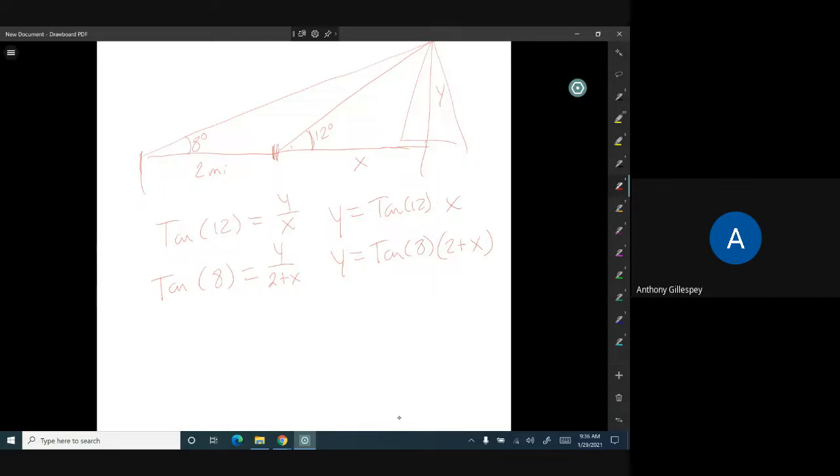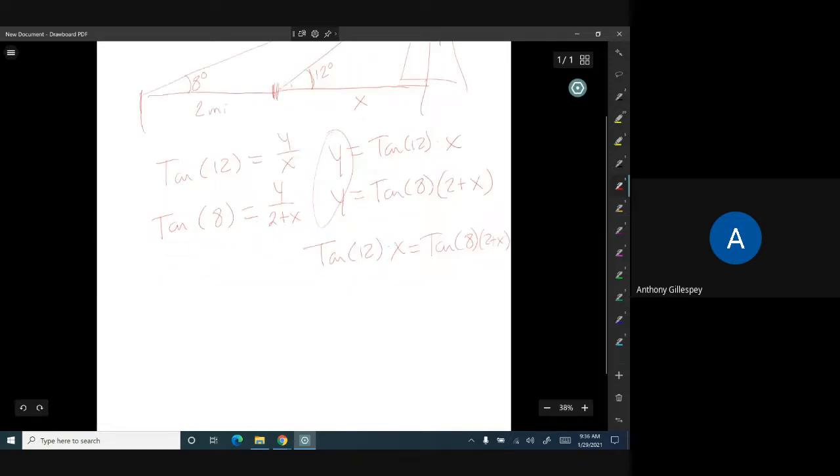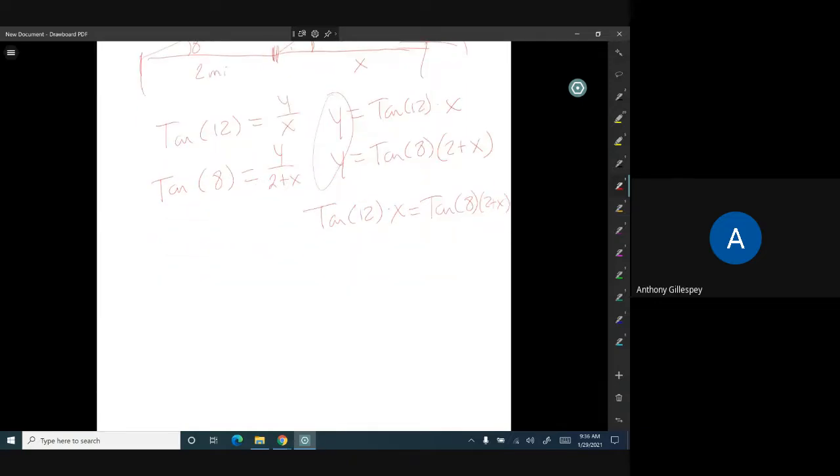These y's are the same. So then what's true? Then the tangent of 12 times x must equal the tangent of 8 times 2 plus x. This is where you're going to have to bust out the calculator. Just find out the tangent of 12 and tangent of 8, and you can solve it, yeah?